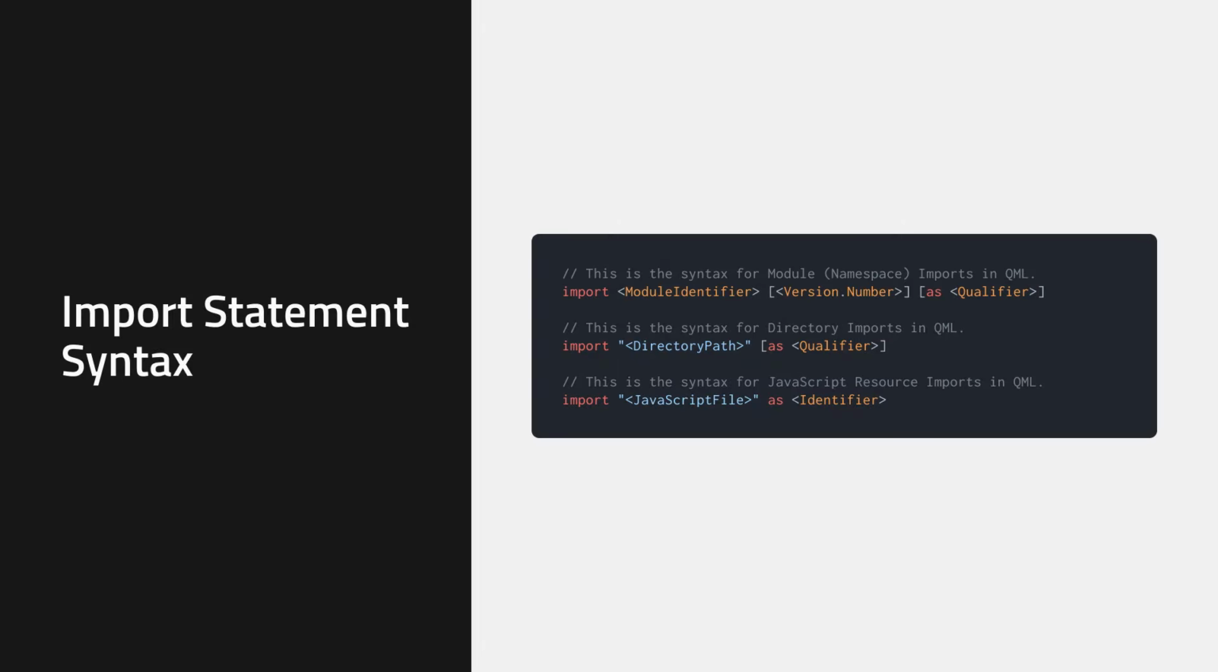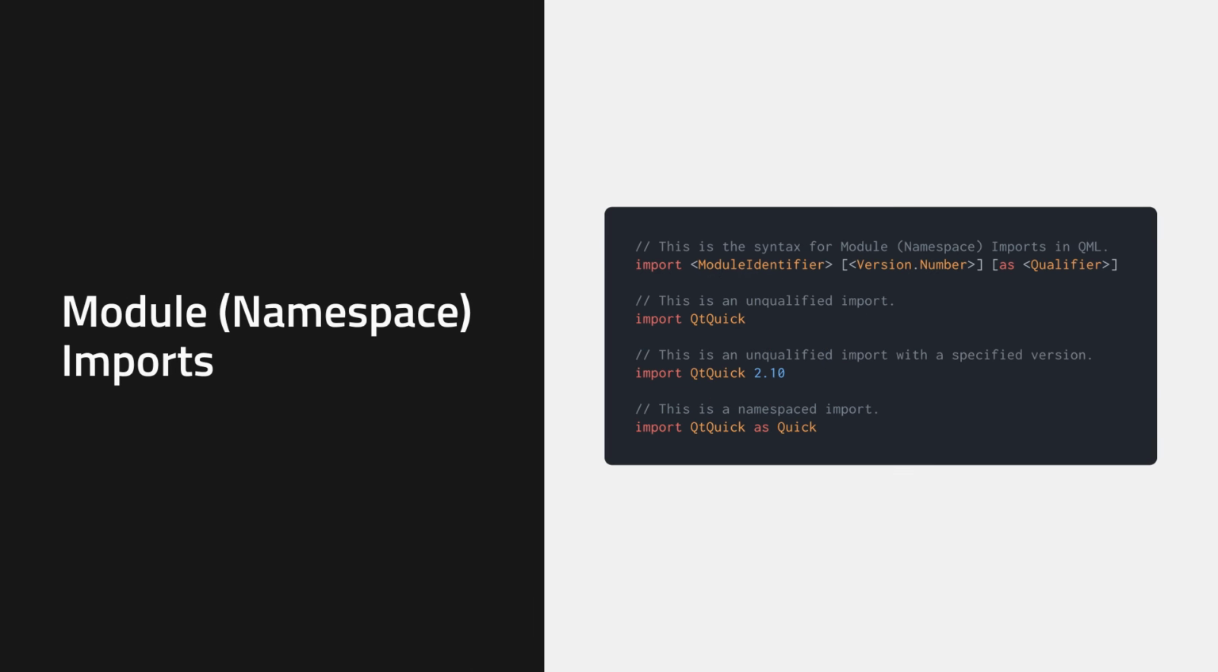There are three types of imports with slightly different syntax and semantics. The most common type is a module import, which allows clients to import QML modules that register QML object types and resources into a given namespace. We can have a qualified or unqualified module namespace. For the module, a version number can be specified.